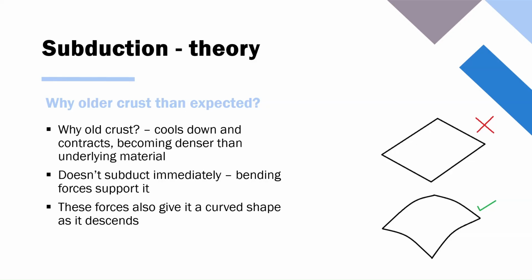They also impart a curved shape as it descends. If you think about it, once the negative buoyancy builds up enough that it can start to bend it, it will only be able to bend it so far, and so you will have a constant radius of curvature. Or, I mean, it can change with various factors, but you will have a radius of curvature rather than a sharp edge, which is what you see in all the textbook diagrams. And if you ever see seismographic reconstructions of a subducting plate, it is curved, and that's why.